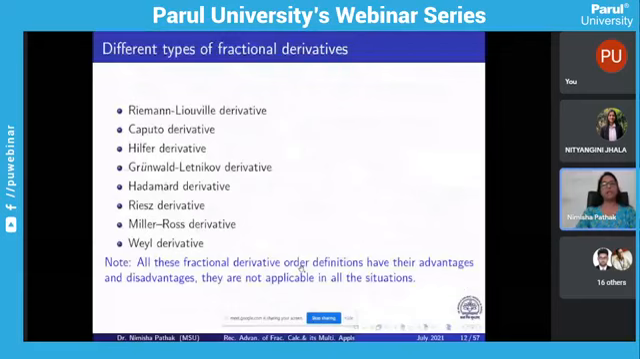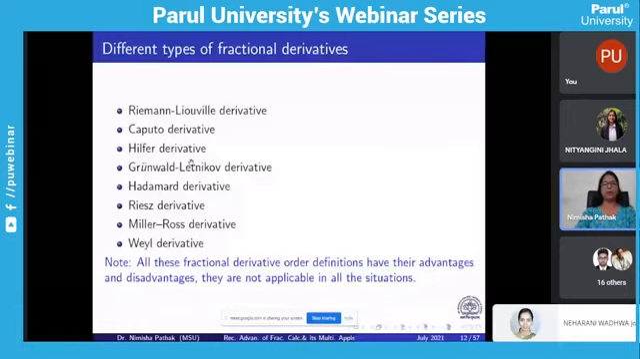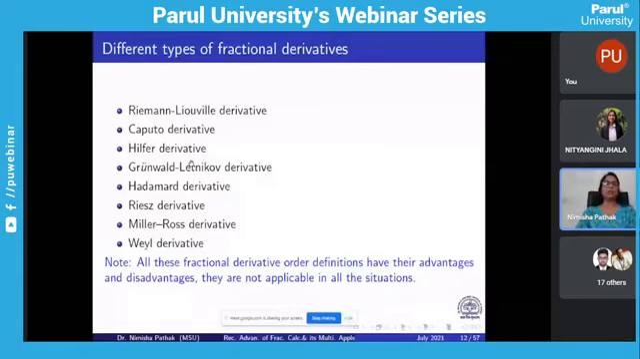There are actually different types of fractional derivatives: the Riemann-Liouville fractional derivative, the Caputo fractional derivative, and others. I have listed very few; there are so many different fractional derivatives available in the literature right now. It began with the Riemann-Liouville derivative first, then the Caputo derivative. The Hilfer derivative, we will see, is a generalization of these two derivatives. Then the Grunwald-Letnikov derivative is a discrete version of the fractional derivative, while the others are continuous versions. Then the Hadamard derivative, Riesz derivative, Miller-Ross derivative, and Weyl derivative.